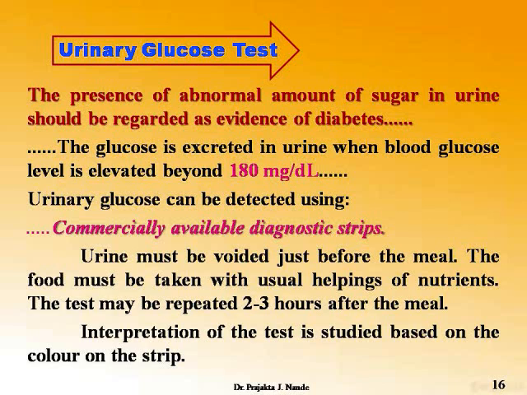Urinary glucose can be detected using commercially available diagnostic strips easily available in the market, and for this urine must be voided just before the meal, and the foods must be taken with usual helpings of nutrients, and the test may be repeated 2 to 3 hours after the meal, and the interpretation of urine test is studied based on the color on the strip.